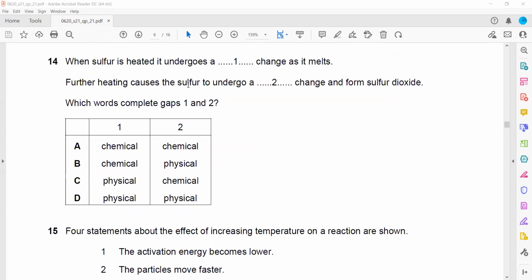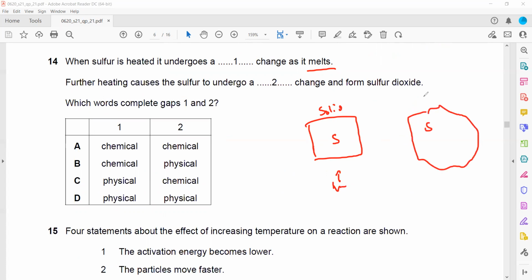In question 14, when sulfur is heated, it undergoes a dash change as it melts. Remember, whenever the substance changes state, we call that a physical change. For example, we have sulfur in a solid state. We supply heat energy and that causes sulfur to melt. Sulfur converts into a molten or liquid state. There is no new substance formed. So whenever no new substance is formed, we call that a physical change.